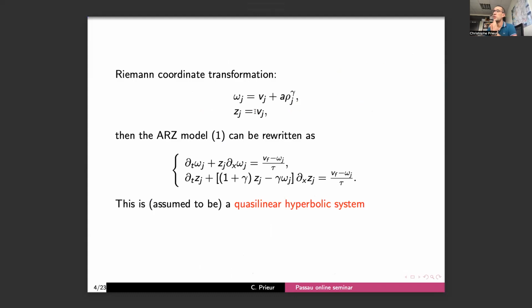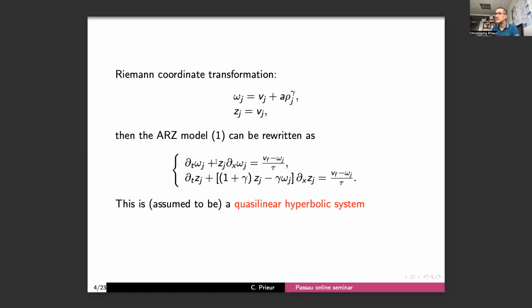More precisely, I will introduce the Riemann coordinate transformation, which is just a way to diagonalize the velocity matrix, which is in the middle. So the velocity matrix is just given by zj and this quantity. You can see that in these variables, it is given in diagonal form by zj and this quantity, where zj and omega j is just a very easy transformation of the previous dynamics.